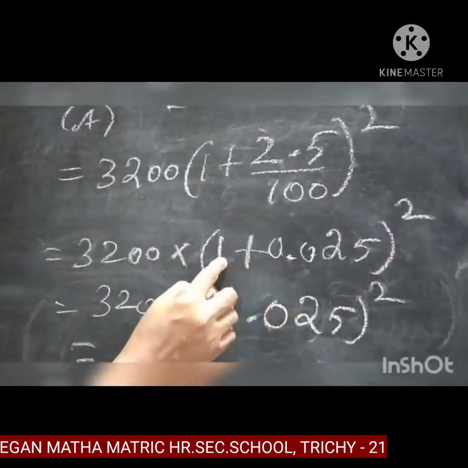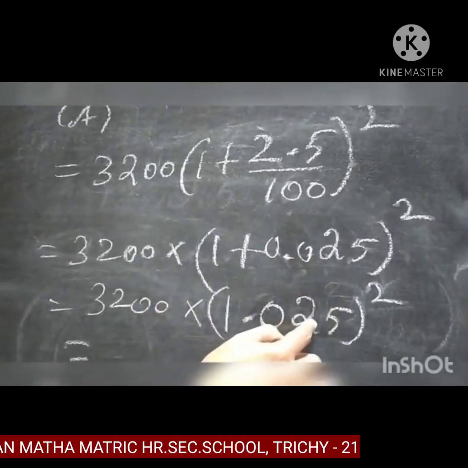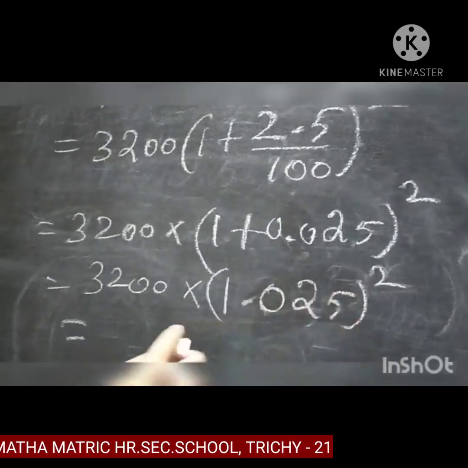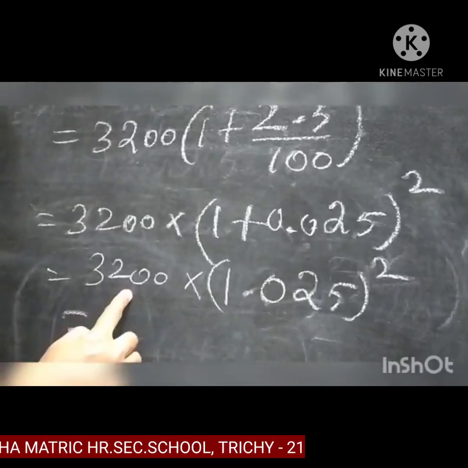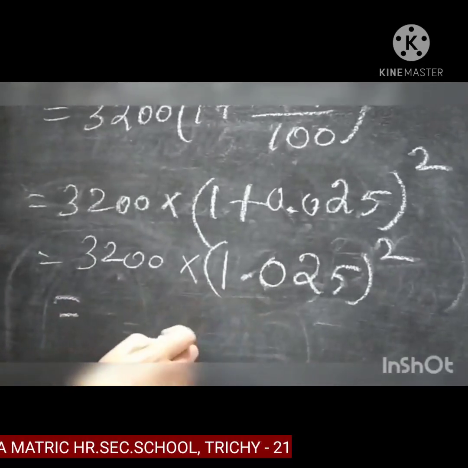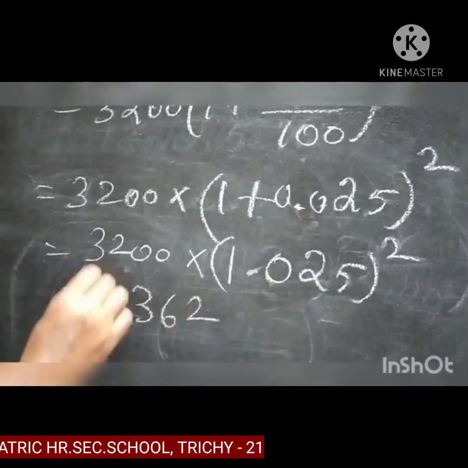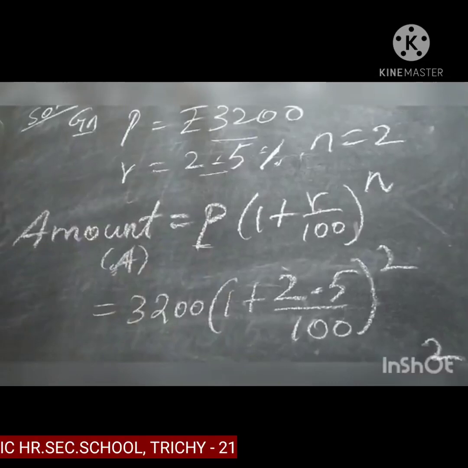So you have to add 1 plus 0.025, and you'll get 1.025, the whole square. You have to multiply this number 2 times, then find the answer. Again multiply this by 3200. You have to multiply these numbers and you will get 3362. So this is the amount in rupees.